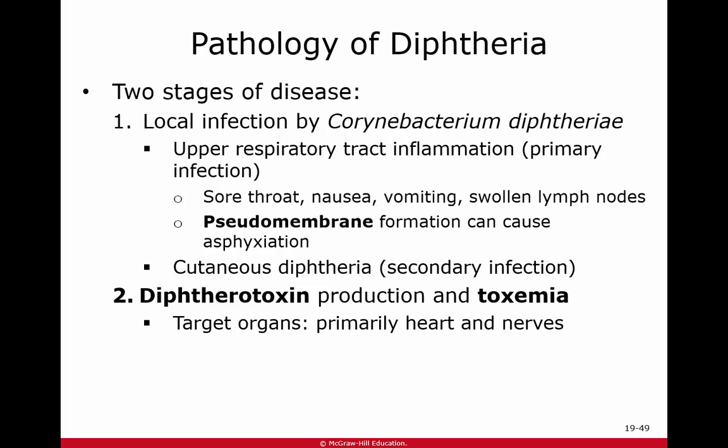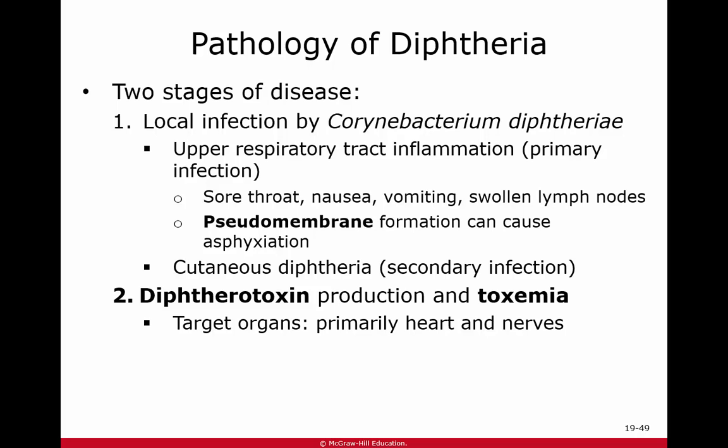The patient is going to have sore throat, nausea, vomiting, swollen lymph nodes. But the key thing for this is you're going to find this pseudomembrane that forms at the back of the throat. And this can actually cause asphyxiation, or depriving them of oxygen. And then cutaneous diphtheria is the secondary infection.